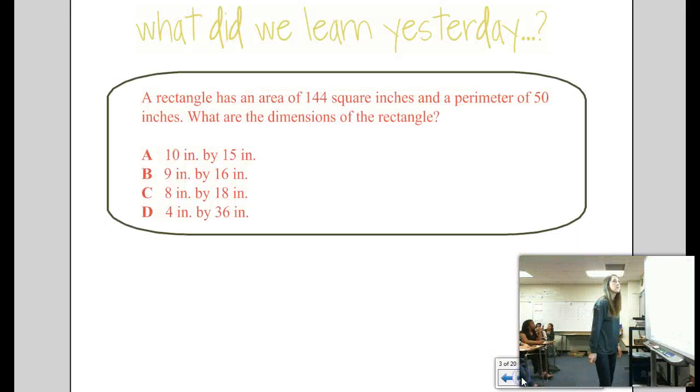All right, you got out your notes from yesterday because you had plenty of time to do so. Notes from yesterday. We did the front yesterday. We're going to do the back today. So, yesterday we did rectangles and squares.